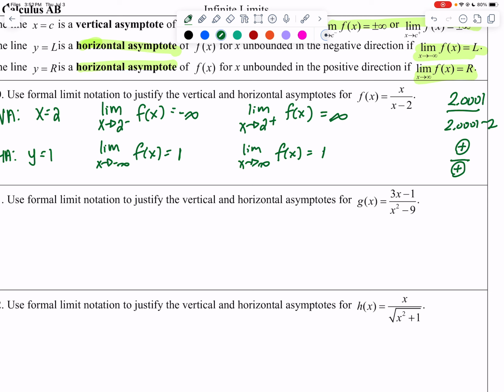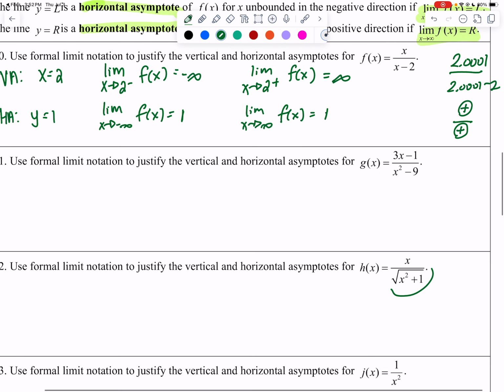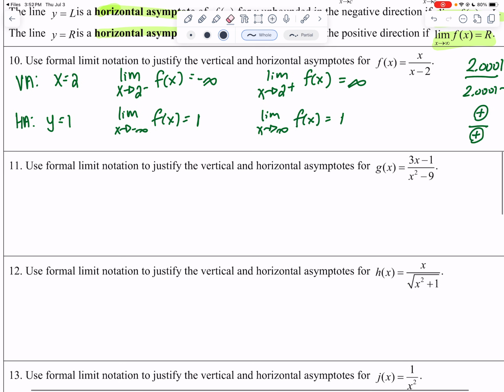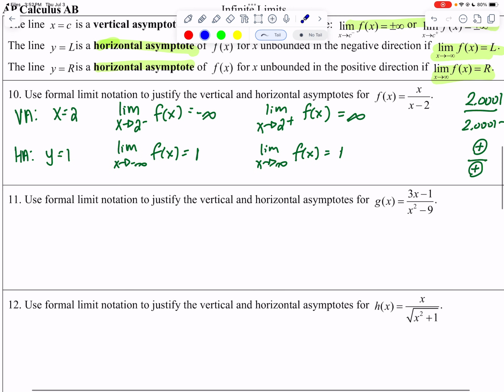Sometimes that might not work whenever you have something like a square root function here. So you'll see on number 12 what happens there. But here, if I were to substitute a negative infinity here, negative infinity over negative infinity minus 2, so negative over negative gives us a positive 1. Same thing here, a positive infinity over a positive infinity is going to give me a positive 1 right here. So this tells me that I have a vertical asymptote at x is equal to 2 and a horizontal asymptote at y is equal to 1.